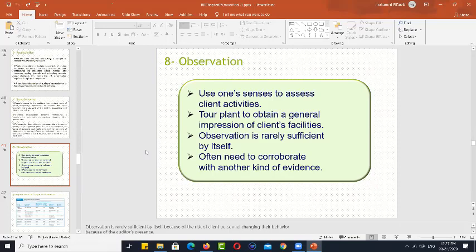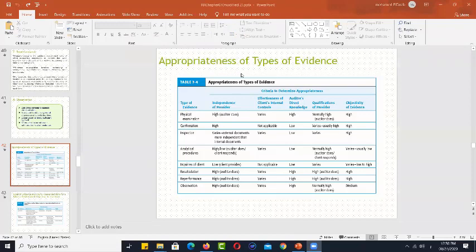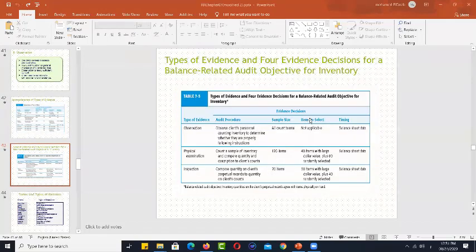We cannot document it very well, so here we have to take into consideration other additional evidence to support this type of evidence. So we reached the appropriateness of the type of evidence. Here he is illustrating each type of evidence, and what the criteria are to determine the appropriateness, or reliability, of that evidence. Okay.